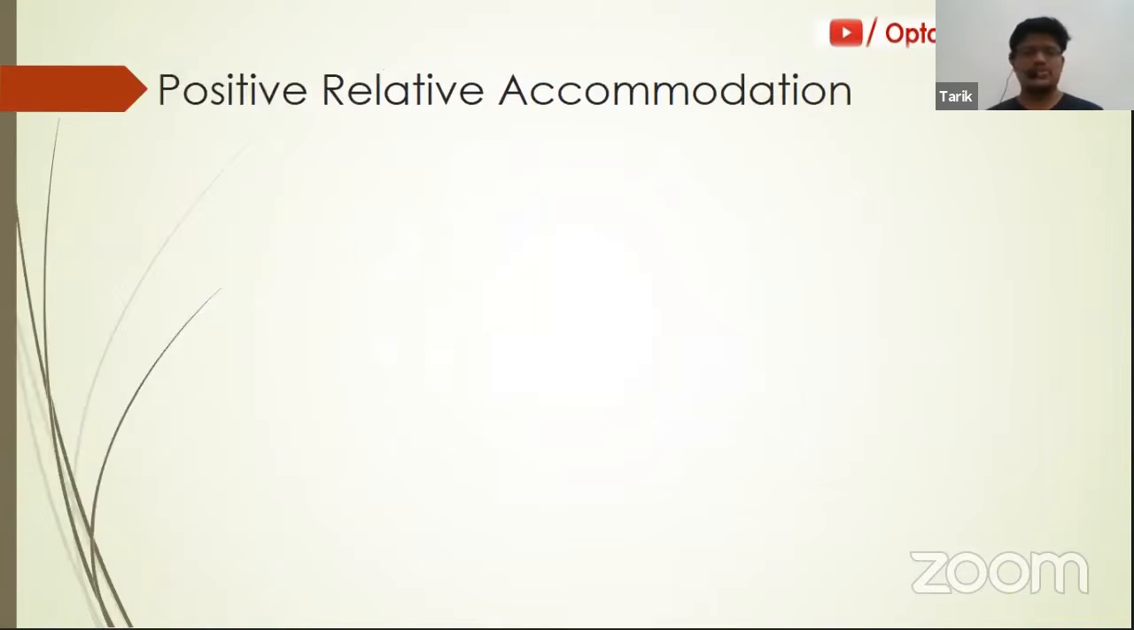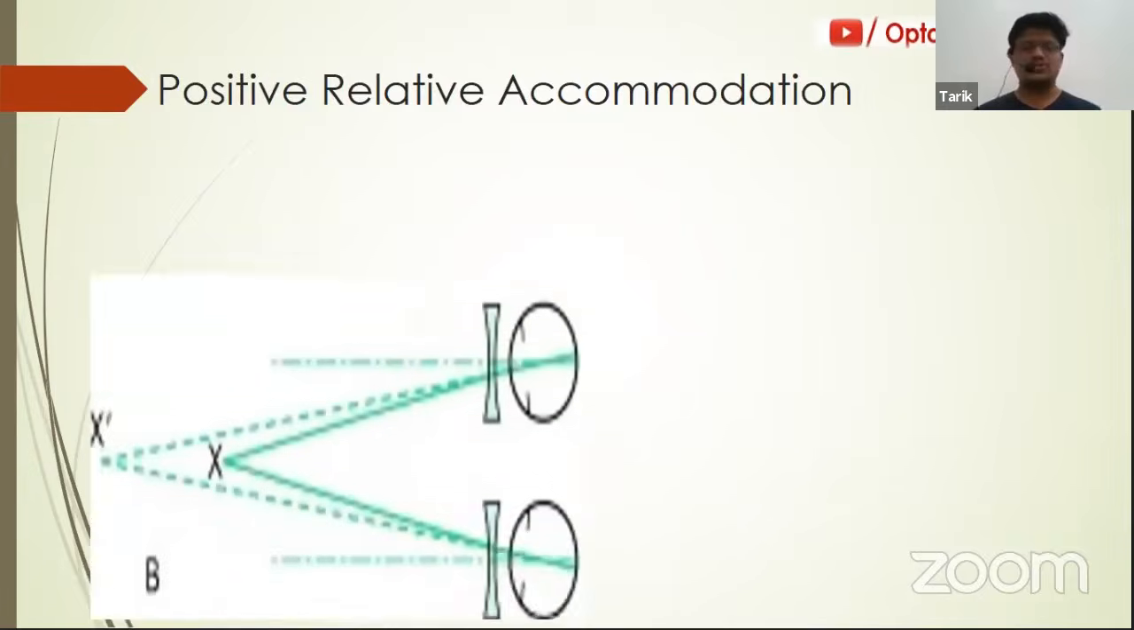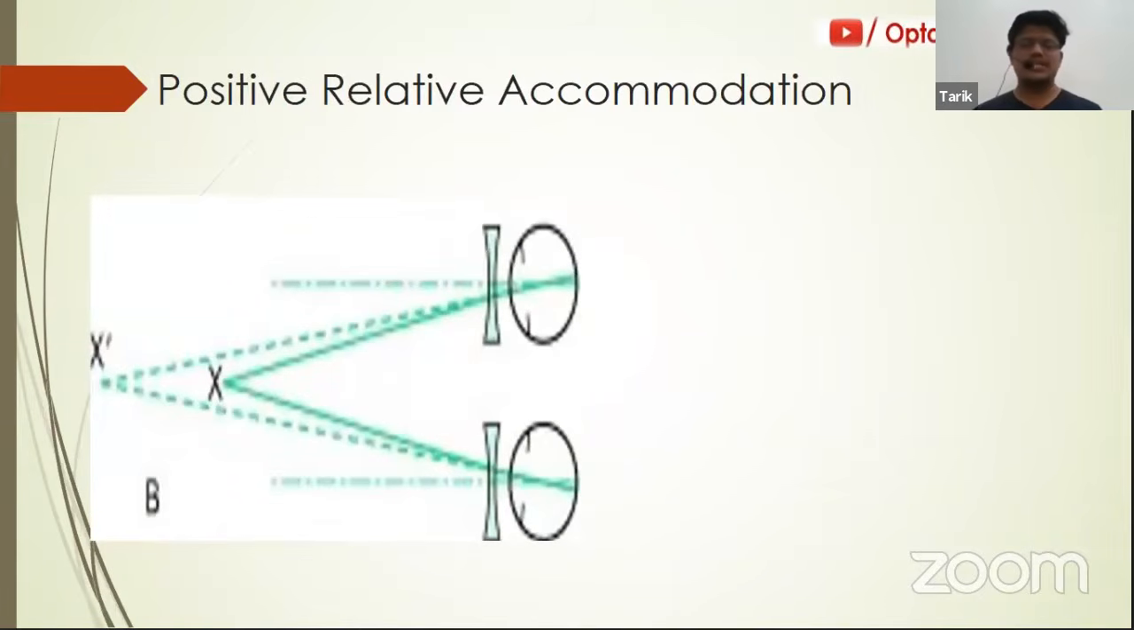So next is your positive relative accommodation. Now, what is positive relative accommodation? It is just the opposite of the negative. When I say the term positive relative accommodation, that means how much I can easily accommodate, or rather how easily I can generate accommodation. Simply, it is done with the help of your minus lenses.